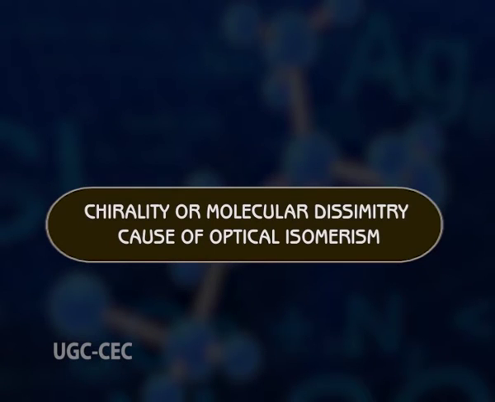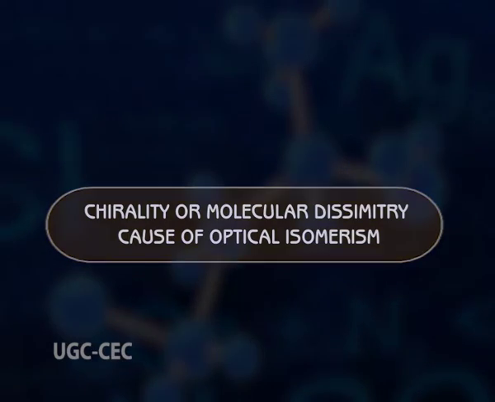Now let's study the chirality or molecular dissymmetry, cause of optical isomerism. The necessary condition for a molecule to exhibit optical isomerism is dissymmetry or chirality. Thus, all organic compounds which contain an asymmetric carbon atom are chiral. It is obvious that optical isomers or enantiomers, due to the presence of an asymmetric carbon atom in a compound, differ only in the arrangement or configuration of groups in the molecule.